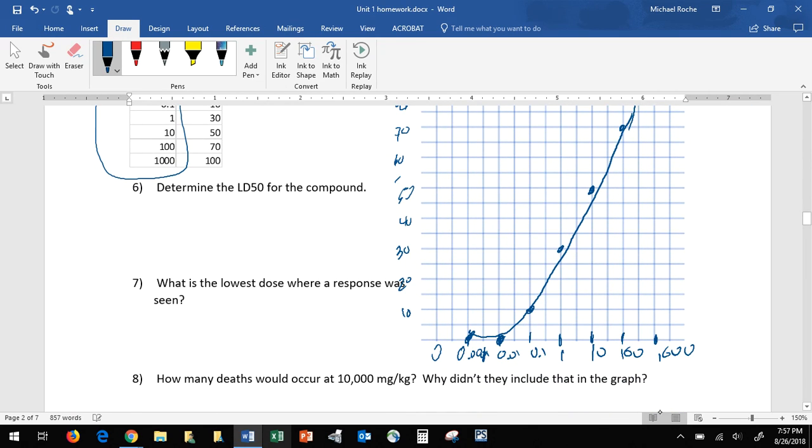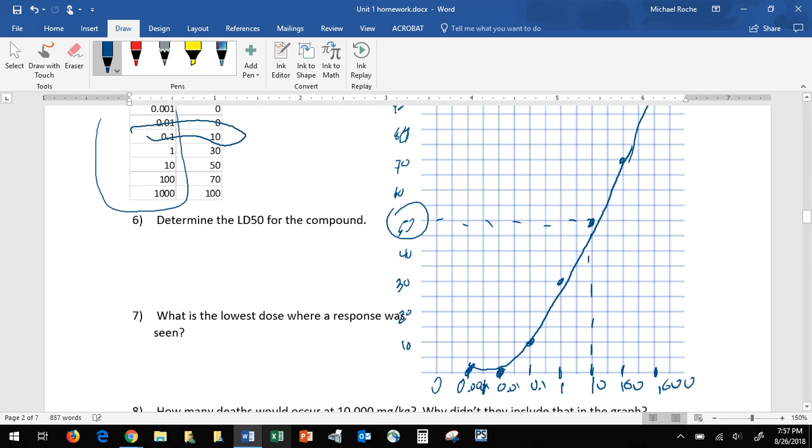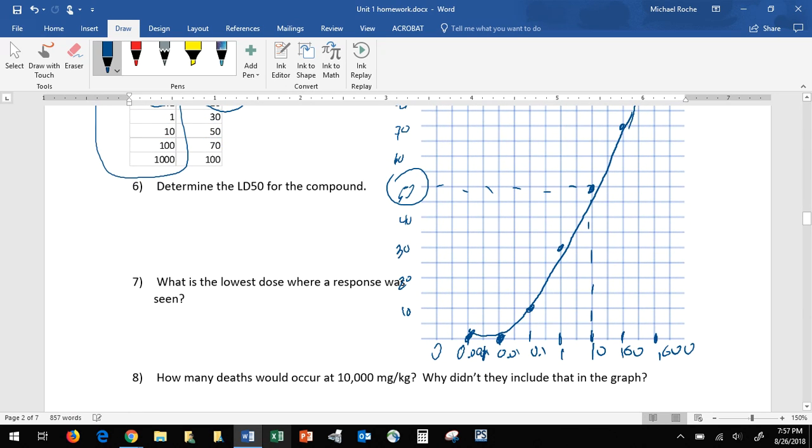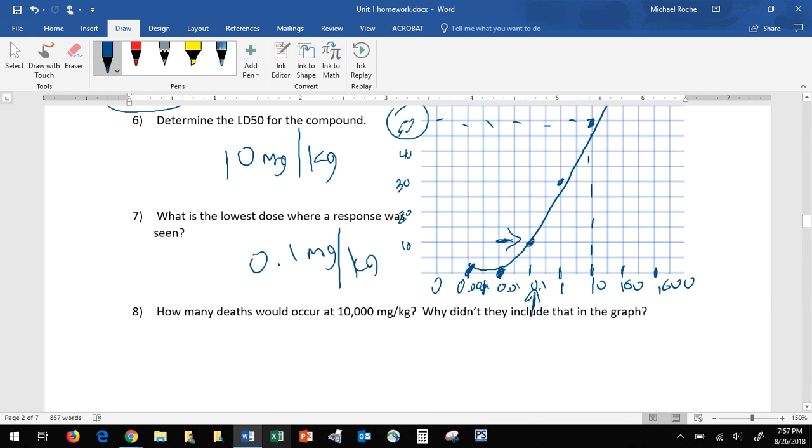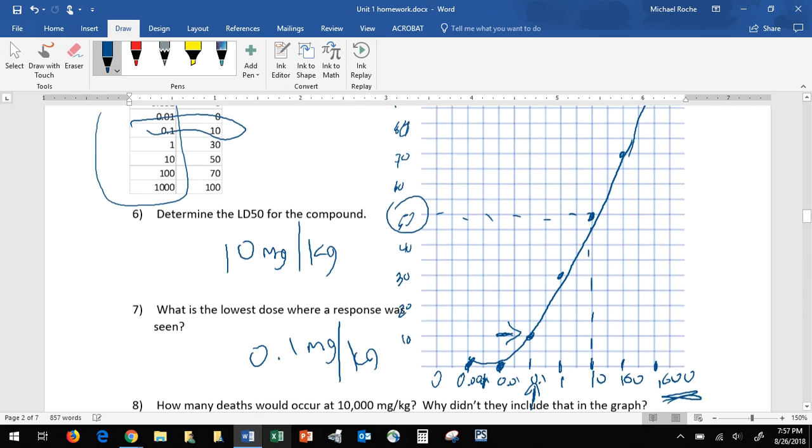The LD50 is where 50% would die. You can do it by the graph, or you can just see that there's a 50 here. So the LD50 would be 10 mg per kilogram. That would be the dose that kills half of them. The lowest dose response, the thing that actually had a response, was at 0.1 mg per kg. And 10,000 would also have 100% deaths, because 1,000 had 100% deaths. They didn't include it because after you kill everything, you assume more will just kill everything as well.